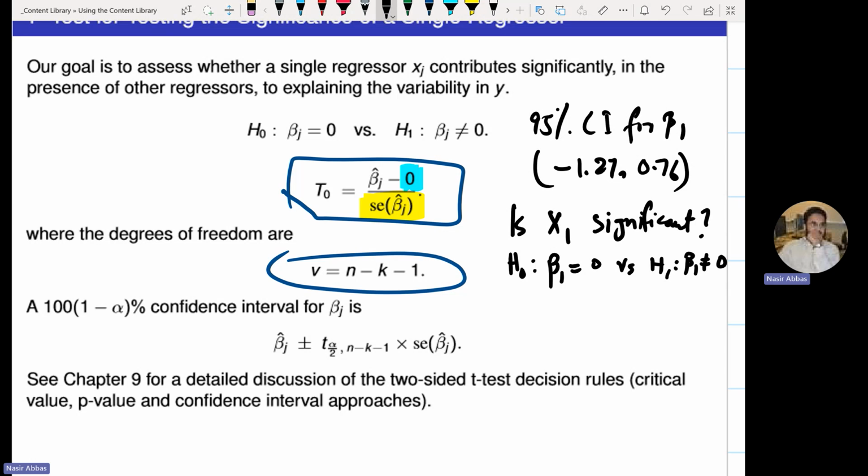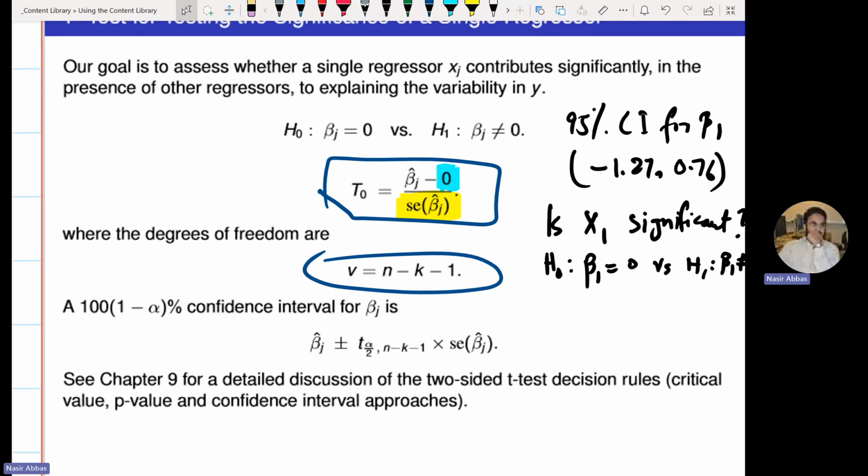You don't want to go with H naught in chapter 11 and chapter 12. You want to reject H naught. For every hypothesis, from the real life point of view, you always want to reject H naught. You don't want 0 to be contained in the interval. If 0 is contained in the interval, that's bad news. That means the feature is insignificant in the presence of other features.